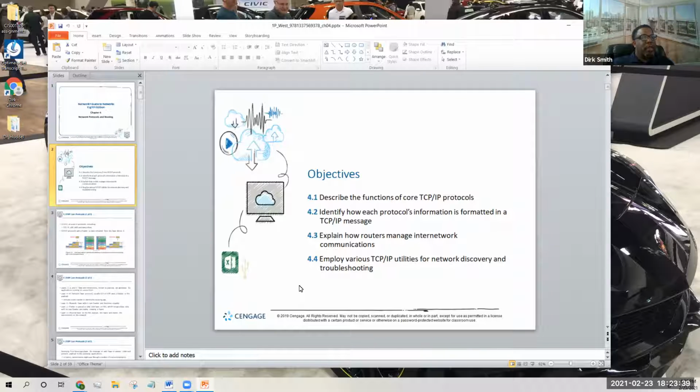Okay, so identify how these different protocols work, explain how routers work and how to manage them, and employ various TCP/IP utilities for network discovery and troubleshooting. And troubleshooting is always the best part. When you read these books, always pay close attention to the troubleshooting section at the end of each chapter, because that is really what's going to help you fix problems very quick and simple, and you won't be banging your head against the wall.